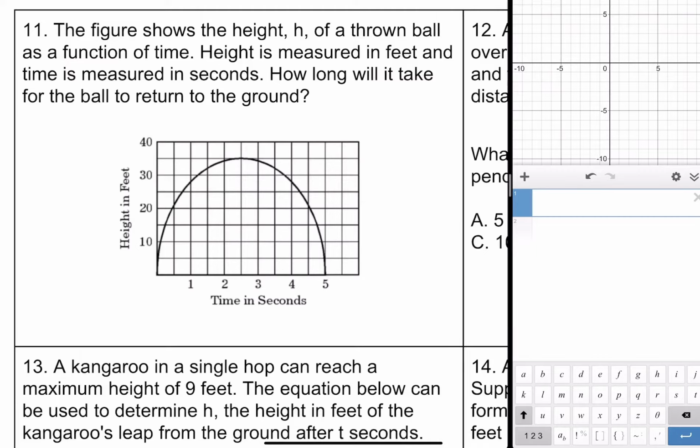So it was on the ground or close to the ground. It looks like it was between 0 and 5 feet when it was thrown. And it goes up, up, up, and then it reaches its maximum height of 35 feet at 2.5 seconds, and then it comes back down and hits the ground at 5 seconds. So it was in the air for a total of 5 seconds.